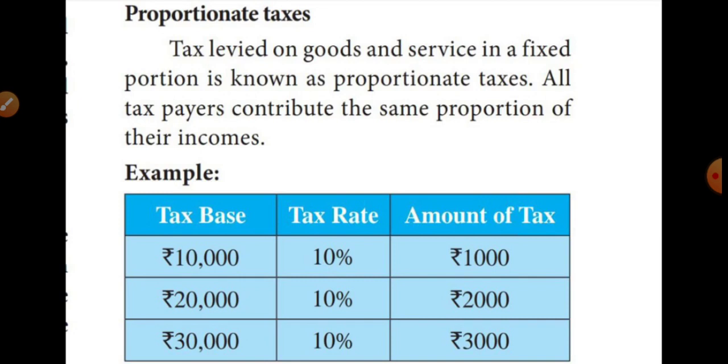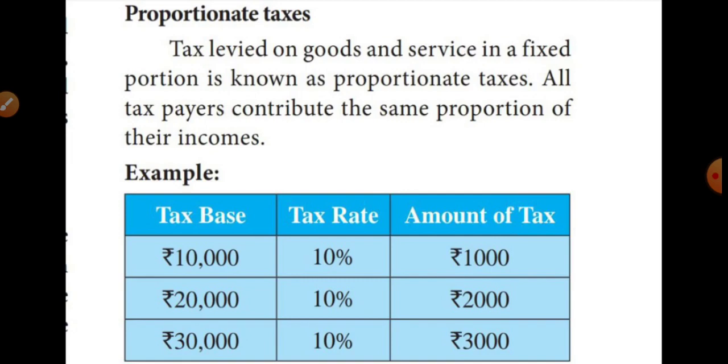Can you understand, students? All the taxpayers contribute the same proportion of their incomes. That means same tax. Lower class, upper class and middle class people pay the same amount of taxes. That means as income increases, they also pay tax at the same rate. That is called proportionate taxes.